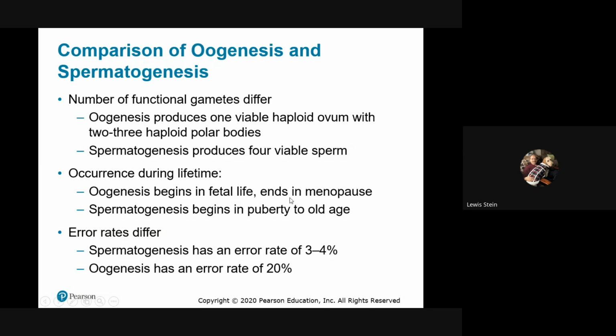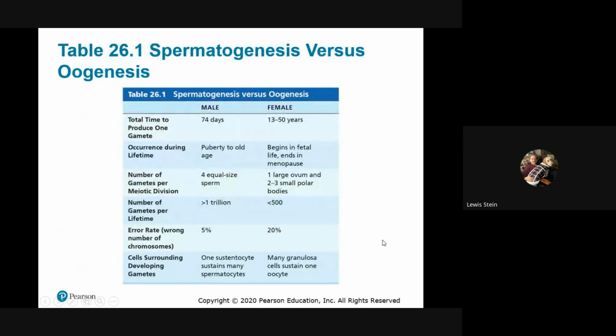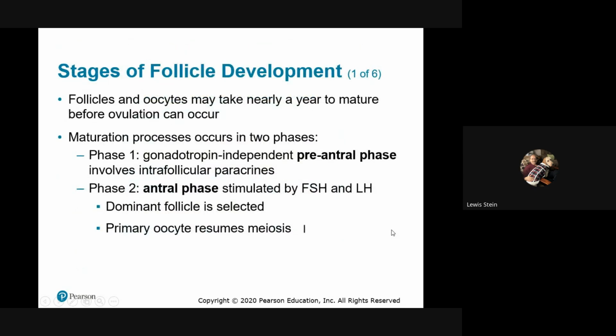Begins in fetal life, ends in menopause. And different to the male, where spermatogenesis begins at puberty and can sit for a longer period of time, the onset of menstruation and menopause has certain degrees of variation. I don't have the current numbers on it.